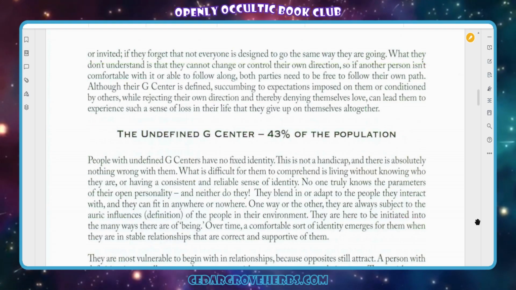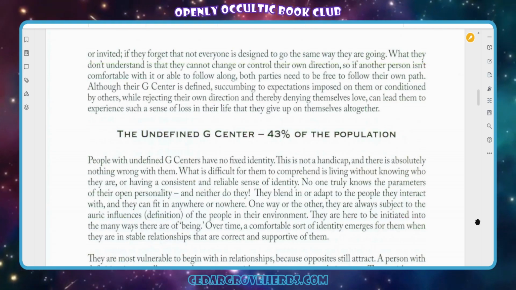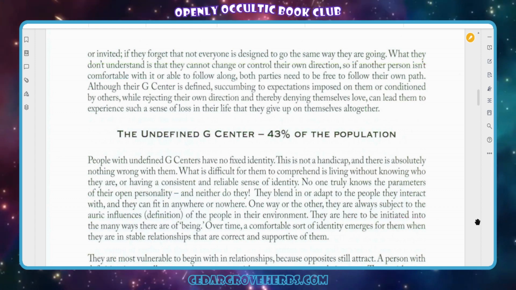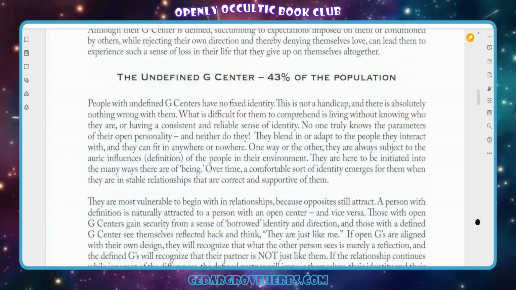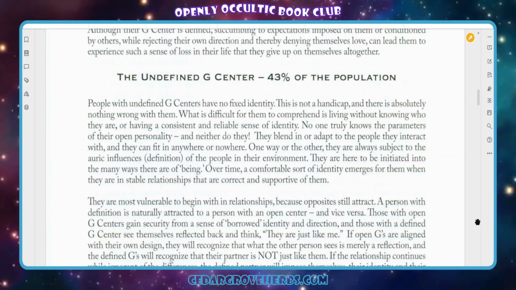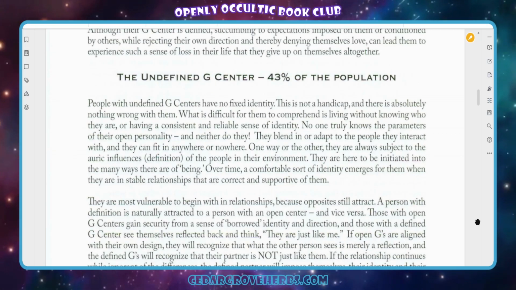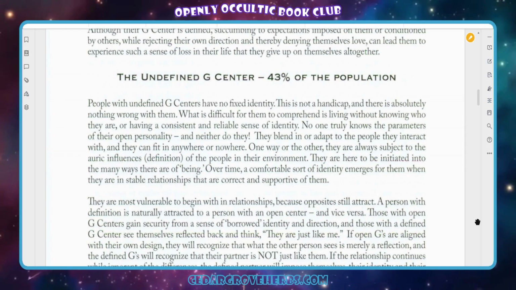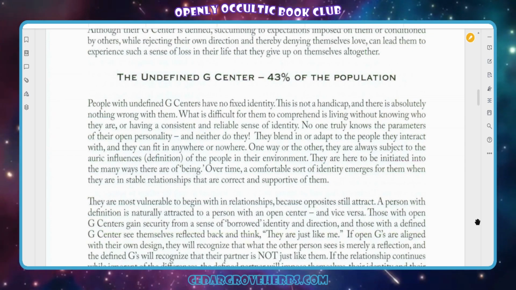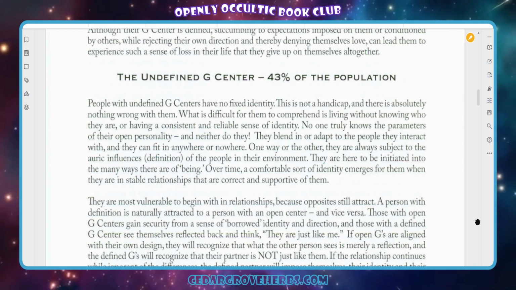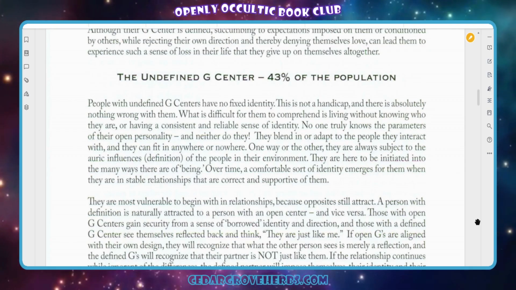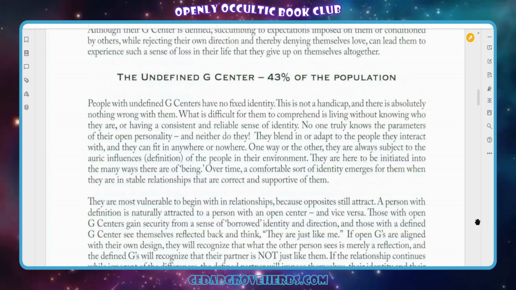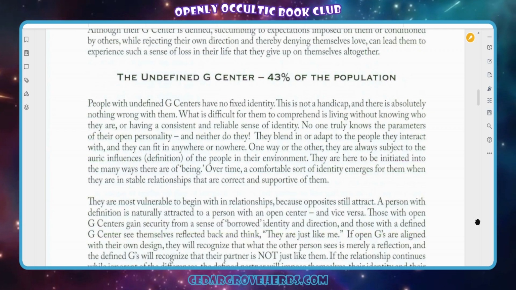The undefined G center, and that's 43% of the population. People with undefined G centers have no fixed identity. This is not a handicap, and there is absolutely nothing wrong with them. What is difficult for them to comprehend is living without knowing who they are or having a consistent and reliable sense of identity. No one truly knows the parameters of their open personality, and neither do they.